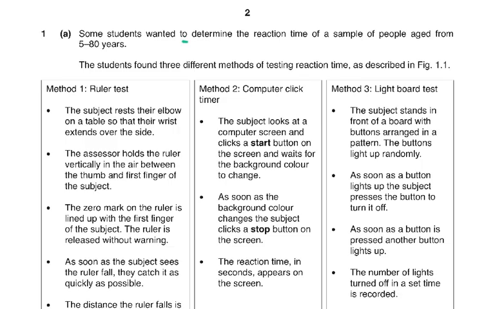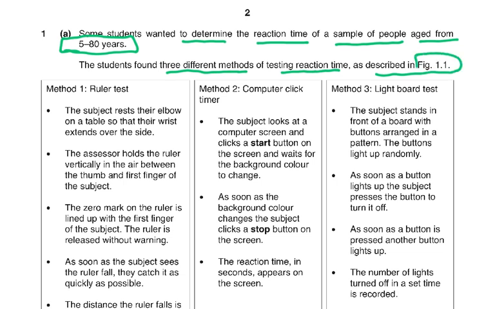Some students wanted to determine the reaction time of a sample of people aged from 5 to 80 years. So that's a very, very large range. 5-year-old and 80-year-old makes a lot of difference. The students found three different methods of testing reaction time as described in figure 1.1. So they found out that there were three different methods by which they could test the reaction time.